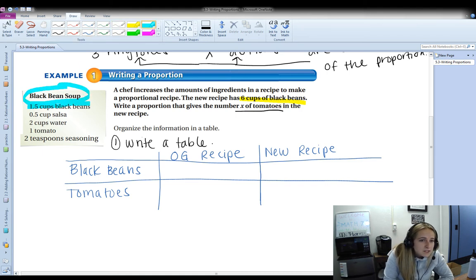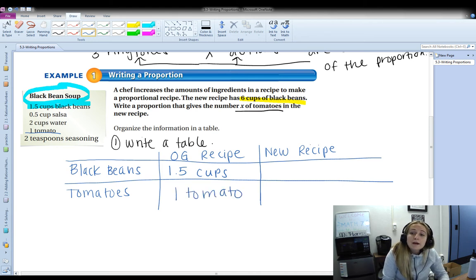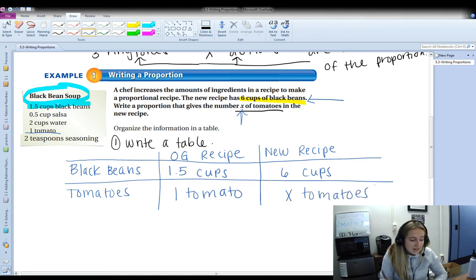So let's take a peek at the original recipe. How many black beans are there? Well, there's 1.5 cups. So right here under black beans, I'm going to write 1.5 cups. And then tomatoes. We got to see how many tomatoes. I see 1 tomato. So I'm going to write 1 tomato here. Then the new recipe. It says the new recipe has 6 cups of black beans right here. So we're going to write 6 cups. And then right here, it says we don't know. It's represented by X tomatoes. So we're going to fill it in using that.